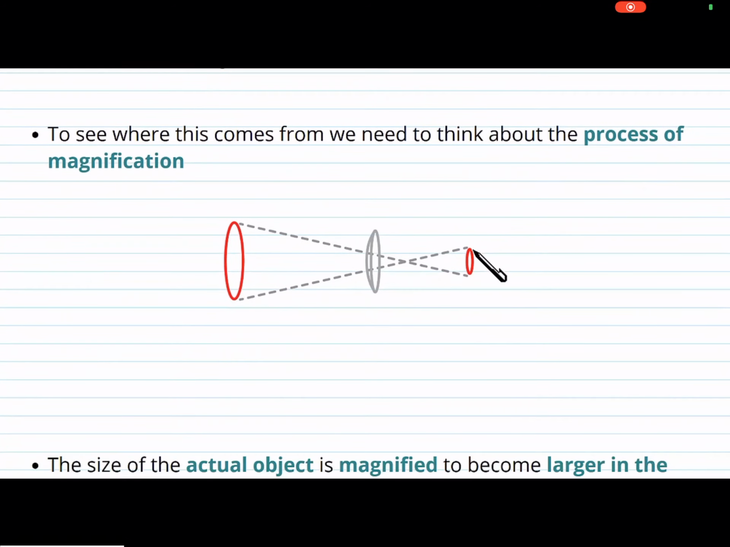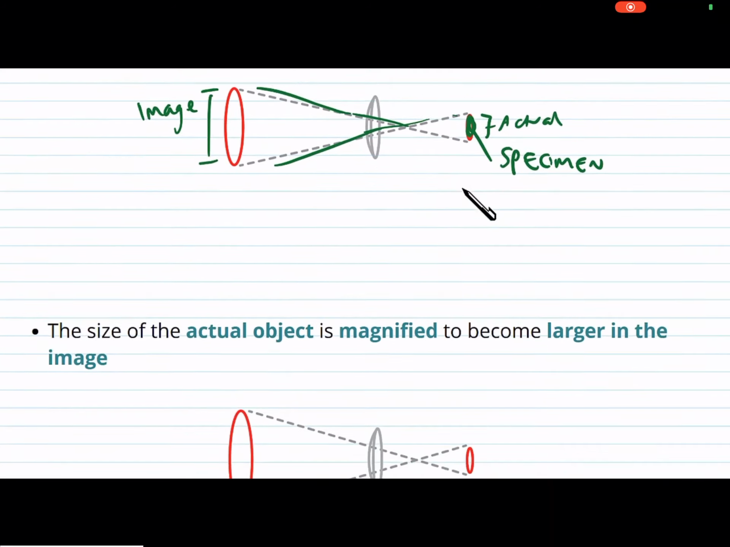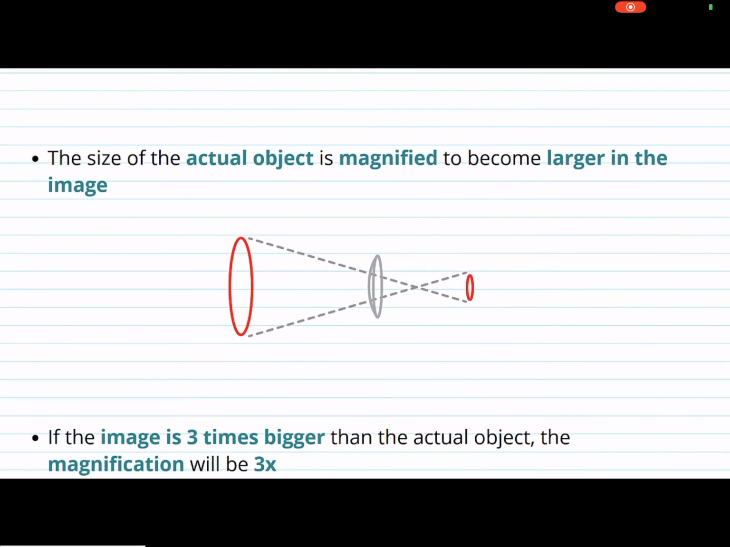It's easier to understand the equation if you know where it's coming from, and you just have to think about the process of magnification. Using this diagram here, what we've done is we have a specimen, so a real object, and magnification uses lenses to make it appear bigger than it is. The image size is much bigger than the actual size. And to show that on a diagram, you can see that the actual object is only this small, but the image size is much bigger because of that magnification.